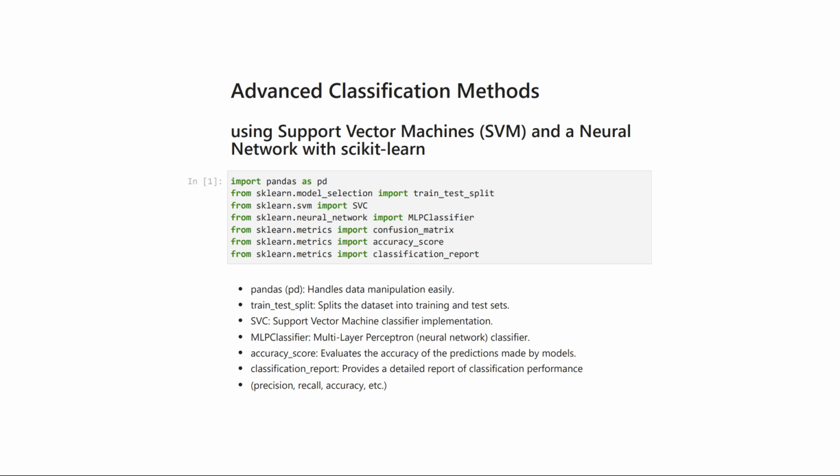MLPClassifier, or multi-layer perceptron, which is scikit-learn's neural network. MLP is just a fancy name for a basic neural network. Then we have our evaluation metrics like confusion matrix, accuracy score, and classification report. These tell us how well our models performed, like giving them a grade on their predictions.